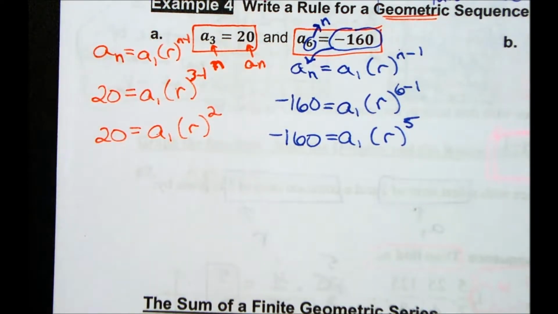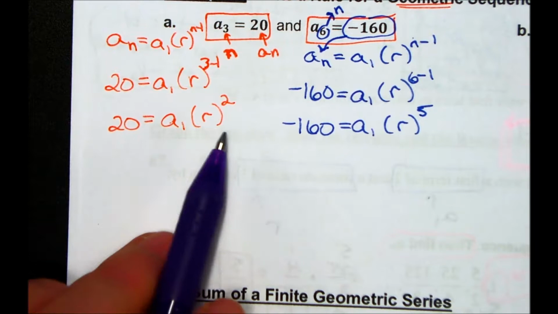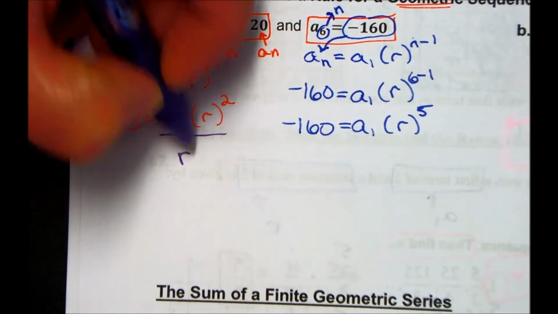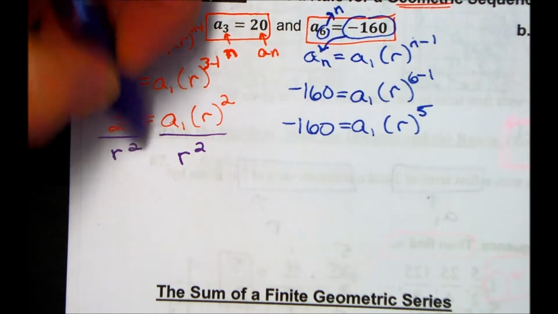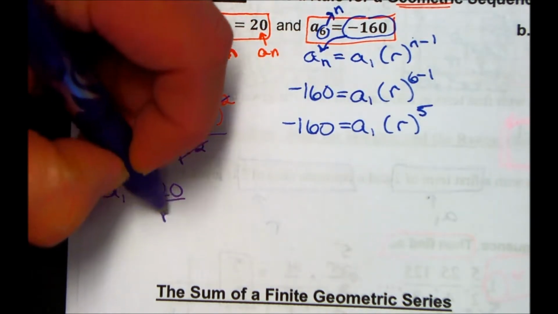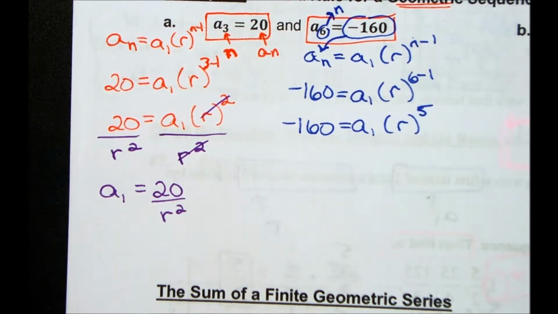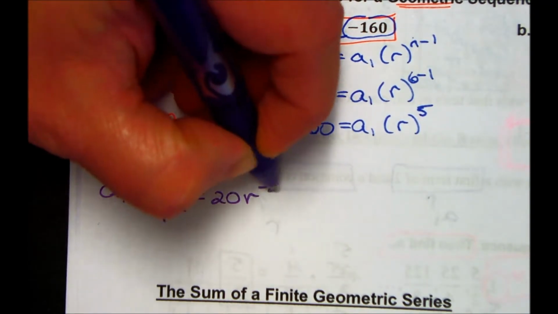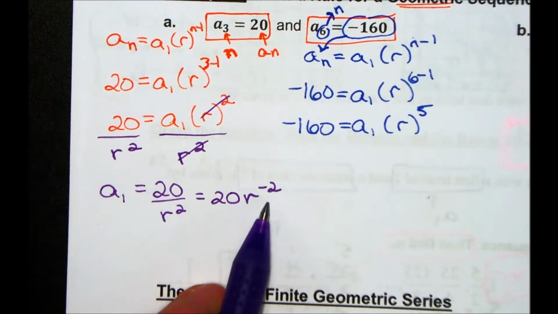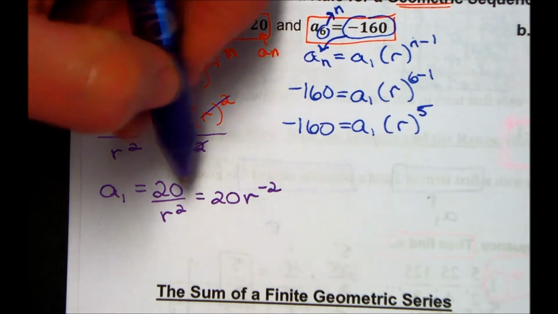So we have now our 2 equations with our 2 variables. What you need to do now is solve one of the equations for one of the variables, and then substitute it into the other equation. We did this again before with exponential functions. I like to use the one with the smaller exponent. I just think it makes it a little easier. So if I divide by r squared on both sides, and I flip it around, I would have a sub 1 equals 20 over r squared, which you could also write as 20r to the negative 2 power if you wanted, because the r to the second power, if I moved it up, would make it a negative exponent. That may make it easier to substitute.